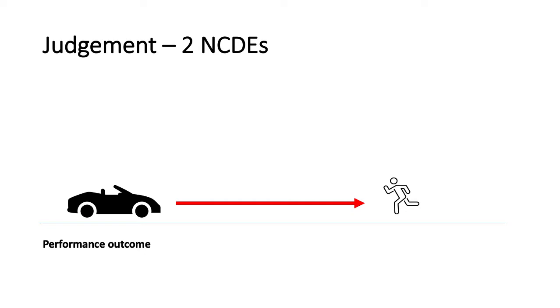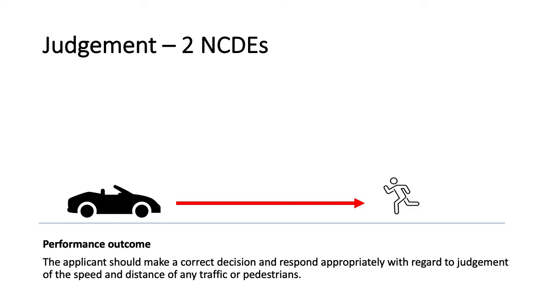Judgment. There were 2 non-critical errors for judgment on the report form. The applicant should make a correct decision and respond appropriately with regard to judgment of the speed and distance of any traffic or pedestrian. We can see the car going down the road, and we can see a pedestrian. There's a situation there where there's some unknowns, so the driver would have to respond safely to that situation of where exactly is that jogger heading.